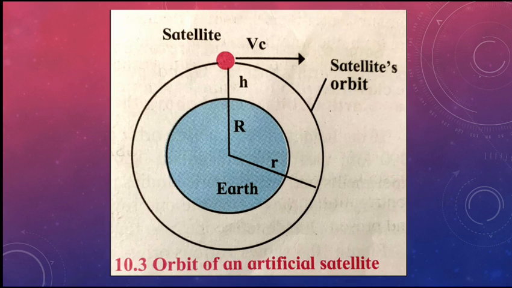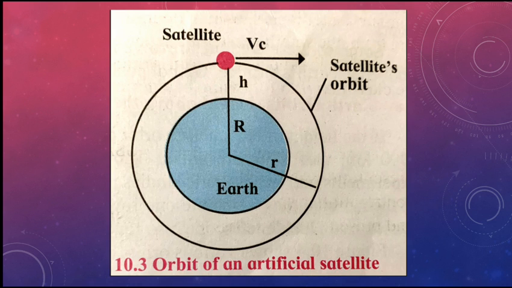Now this is the orbit of an artificial satellite. You can very well see the blue color Earth, and outside the Earth the satellite is revolving in a circular orbit. So this diagram shows the orbit of an artificial satellite. Let me explain to you all exactly what is the orbit of an artificial satellite.